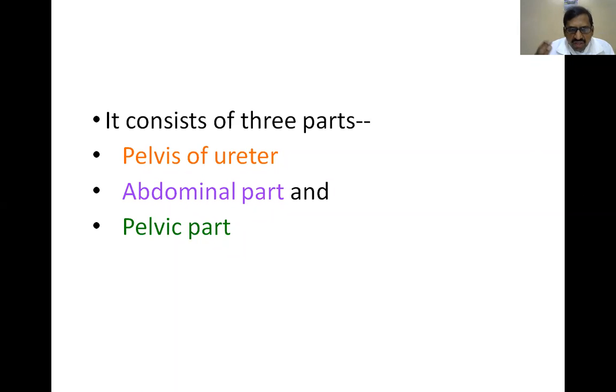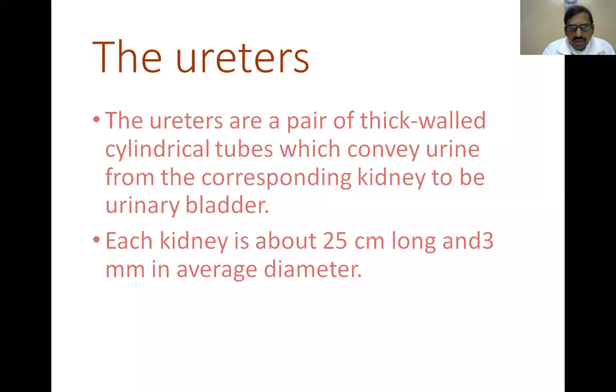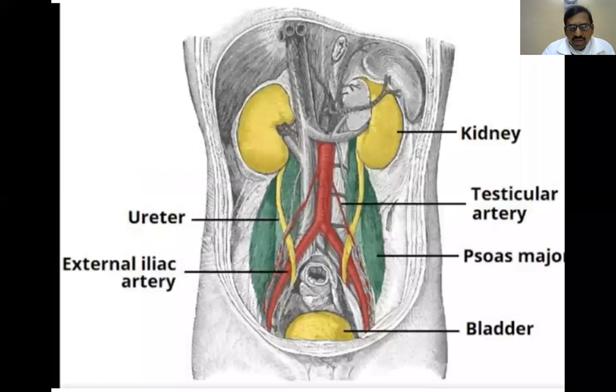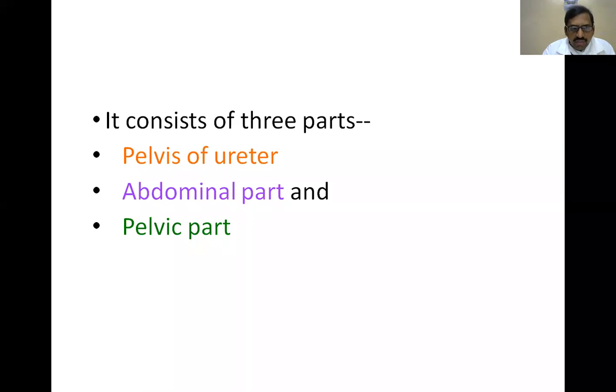Next, what are the different parts of the ureter? The ureter is divided into 3 parts: the pelvis of the ureter, the abdominal part of the ureter, and the pelvic part of the ureter. Pelvis of the ureter is different from the pelvic part of the ureter.